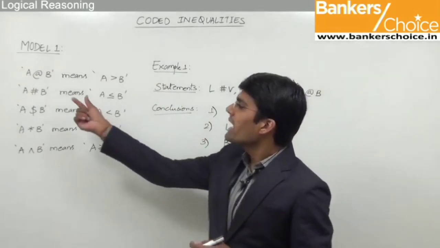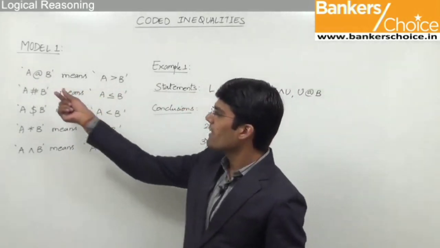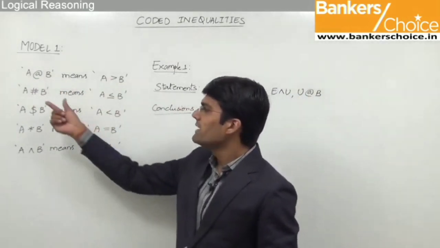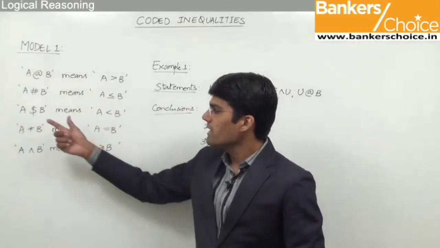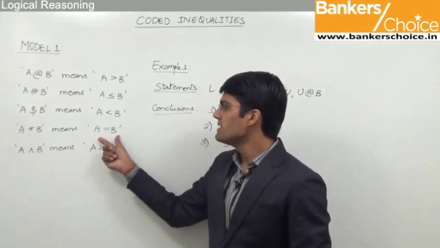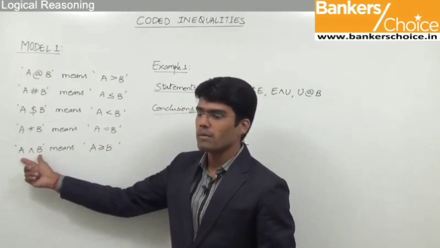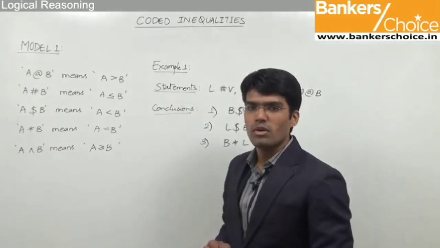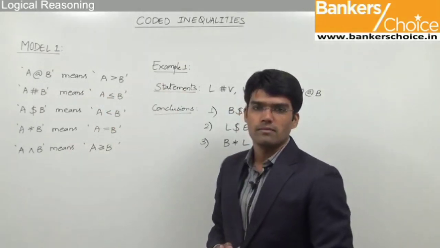It says A@B means A is greater than B. So wherever we find the @ symbol, we should replace that with the greater than symbol. Similarly, A#B means A is less than or equal to B. A$B means A less than B. A*B means A is equal to B. And the last one here is A∩B means A is greater than or equal to B. So this information is given to us where each symbol has been represented with an inequality.